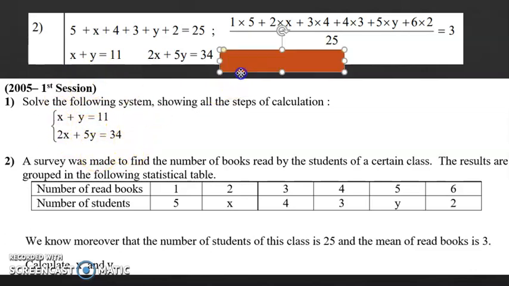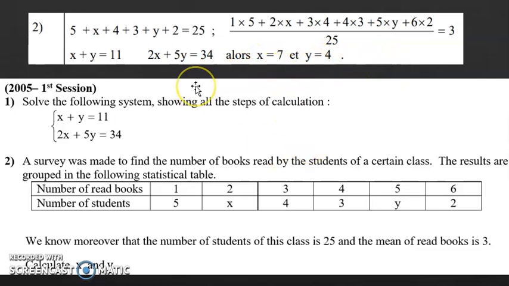So using this system, you know that x is equal to 7 and y is equal to 4 because you solved it in the previous part.